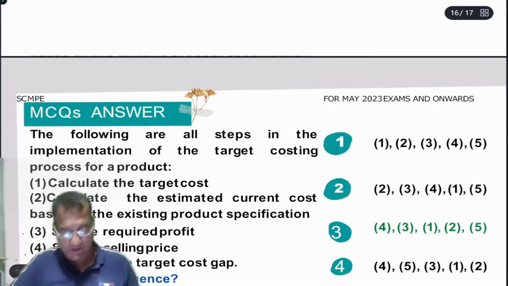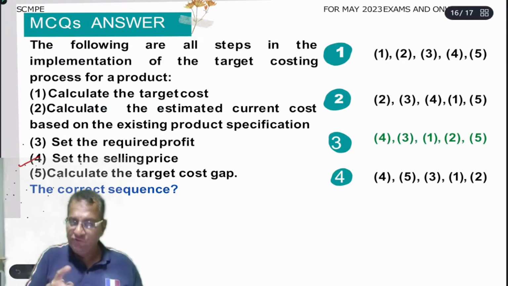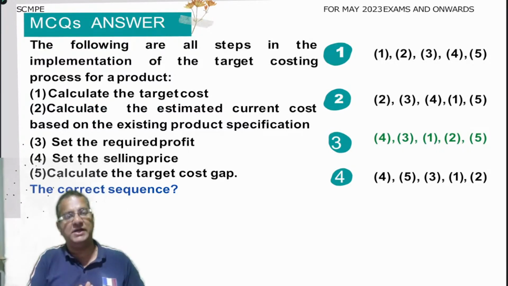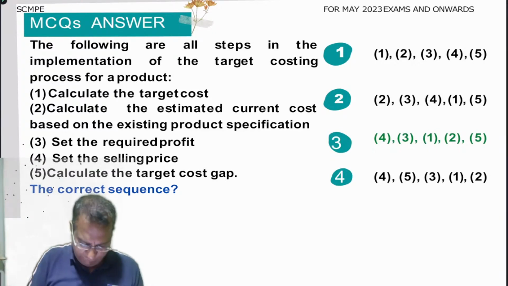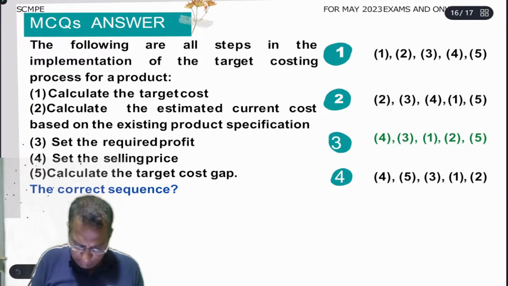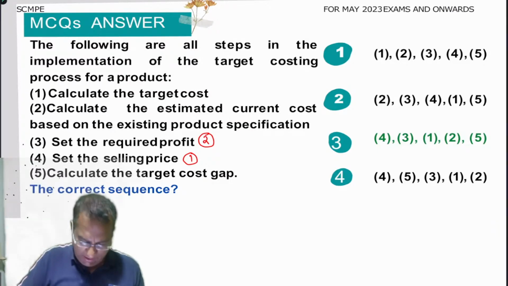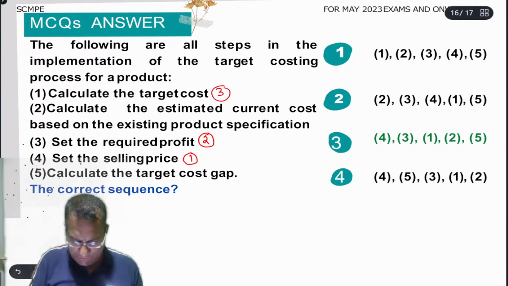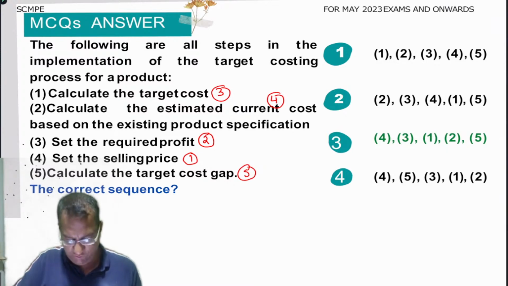Definitely option number 3 is the correct one, because first of all, we will set the selling price. Set the selling price means from the target customer, we will be able to know the maximum sale price they can offer to us. So this is the first step. Set the target price. Second, we have to compute the reasonable profit that will be earned by us from the sale of each and every unit, and the difference between the target sale price and the target profit is known as target cost. Then we will determine the current cost, and lastly, we will determine the difference between the current cost and the target cost, known as target cost gap.